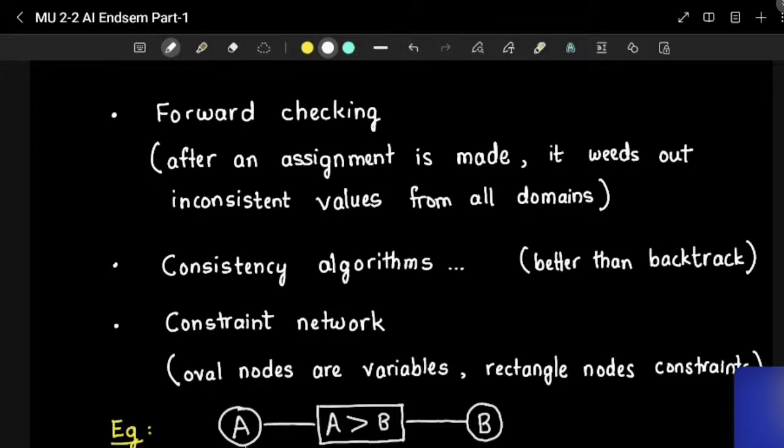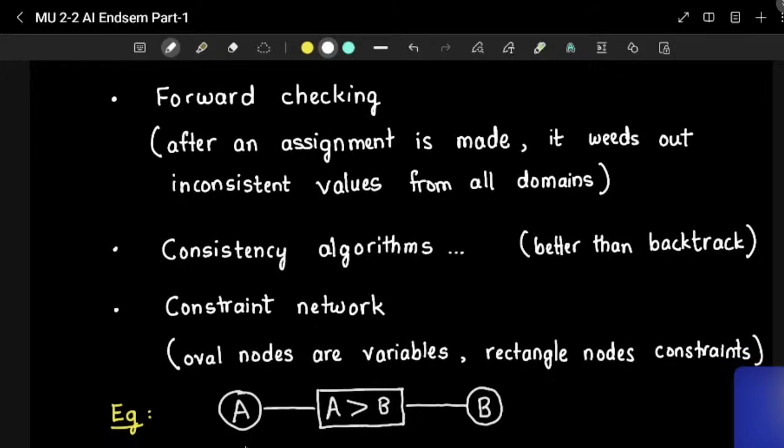Okay, example is in the slide. If you do not understand the example, I'll make an example document and upload it tonight. But that is the essence of forward checking. And then you have consistency algorithms, which is apparently better than backtracking. You have AC2, you have AC3, and all those, which we'll come to soon.